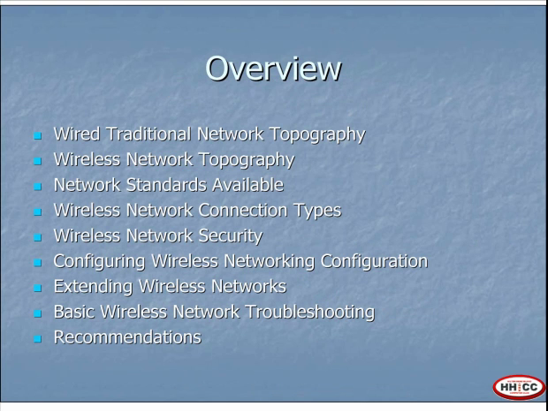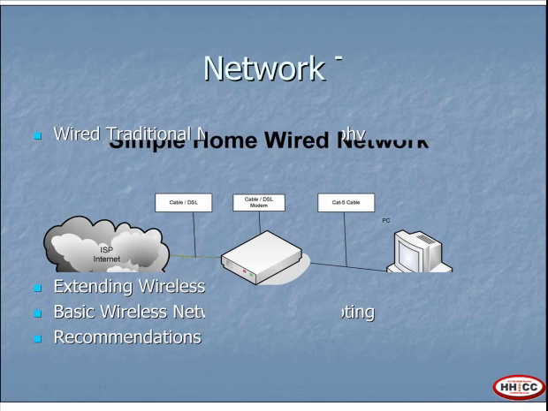The following topics are an overview of the areas that will be covered in this video so that you may successfully implement your wireless networking. We will cover wired traditional network topography, wireless network topography, the network standards that are available for your use currently, wireless connection types, wireless network security, configuring your wireless networking configuration, extending a wireless network if you have to go beyond the 100 or 150 feet that the traditional access points cover. We'll cover some basic wireless troubleshooting techniques and finish up with recommendations.